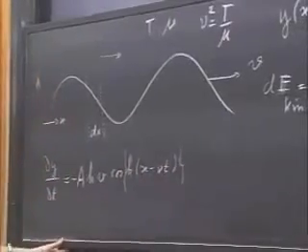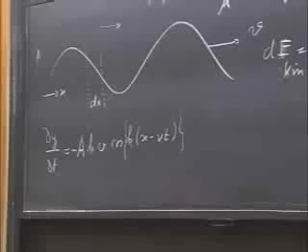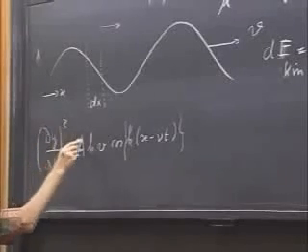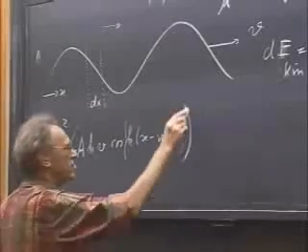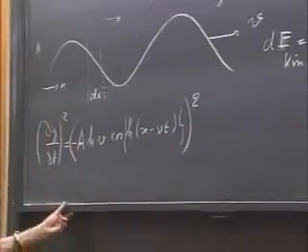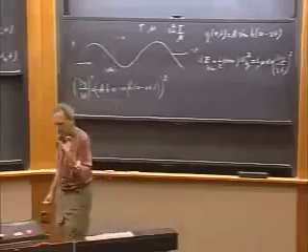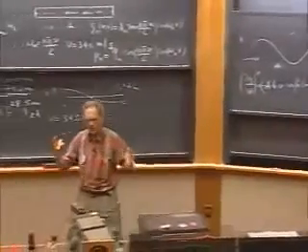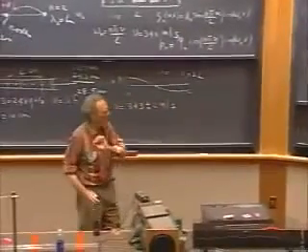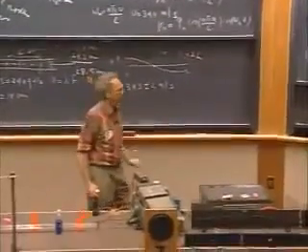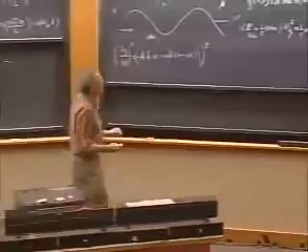I should have put brackets around there too, but that's self-explanatory. And now I want to know what the square of this is. So I'm going to square this. Now I can calculate what the total kinetic energy is in one wavelength. All I have to do is integrate now from 0 to lambda to get the total energy in one wavelength. So I'm going to do that.